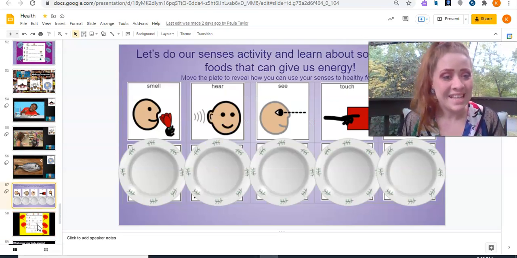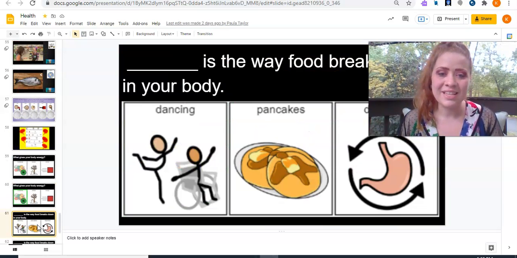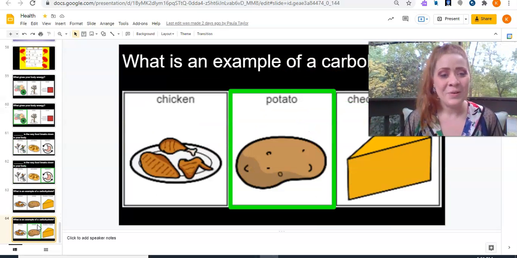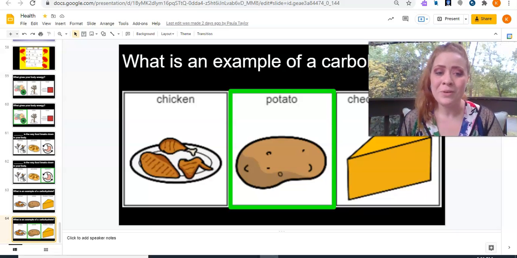Here's another example of a senses activity that engages our students during this lesson. And those are the examples for the components of the lesson.